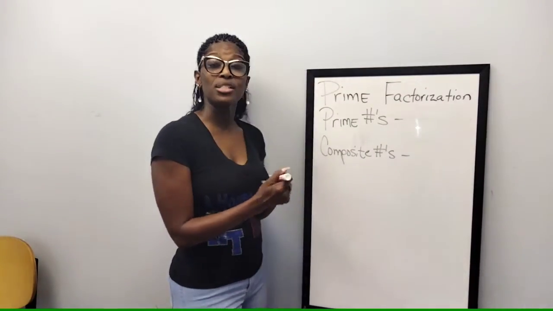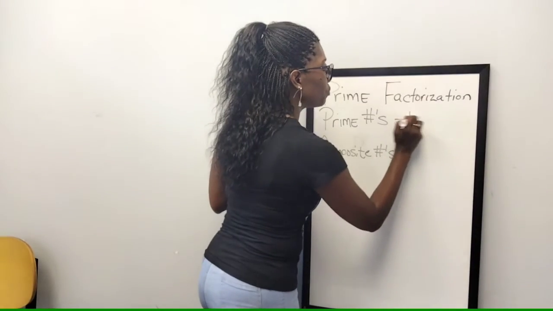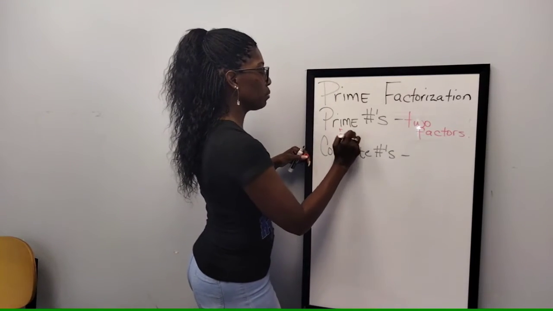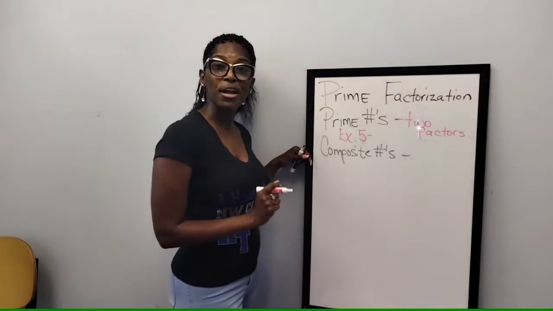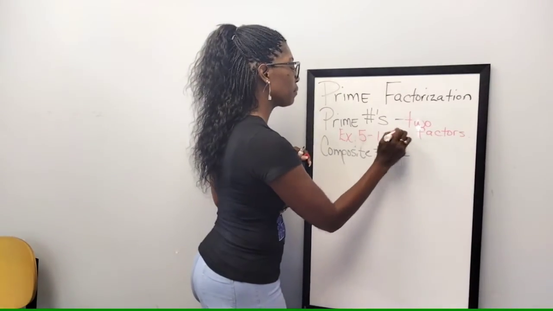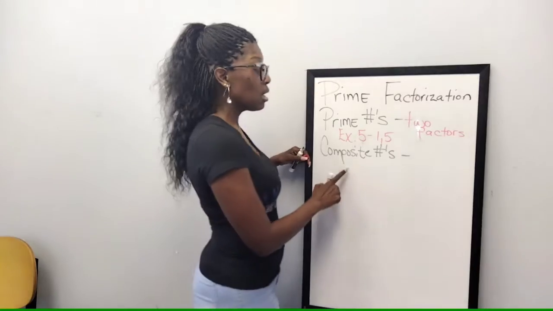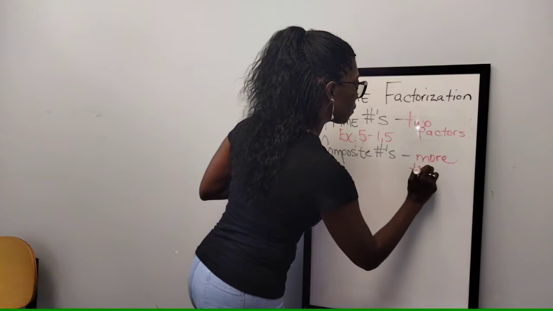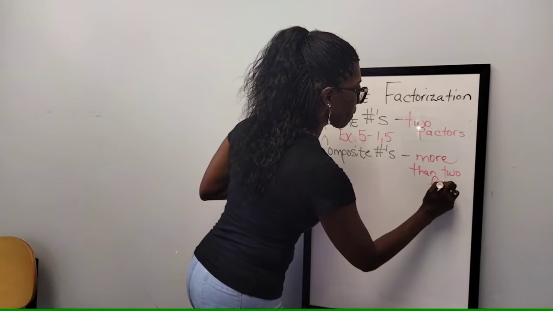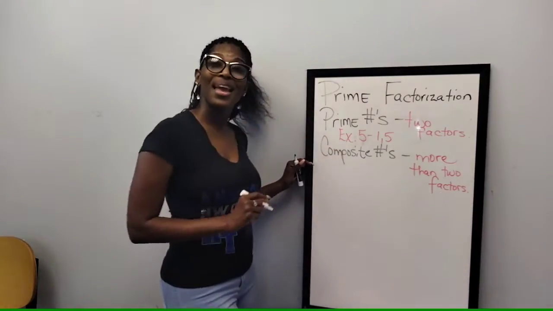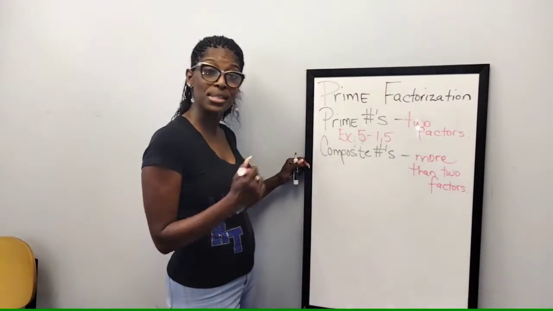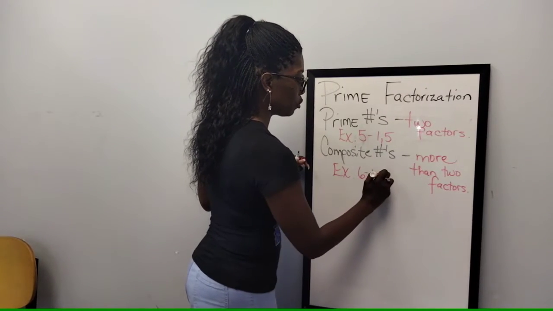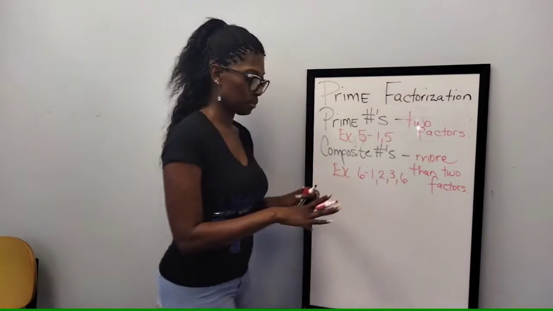Prime numbers have only 2 factors. Example, 5. The factors of 5 are 1 and 5, so 5 is prime. Composite numbers have more than 2 factors. An example of a composite number is the number 6. Its factors are 1, 2, 3, and 6.